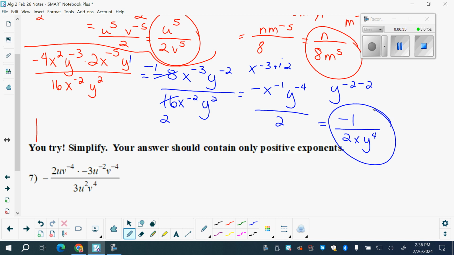So real common mistake that students make is they see this negative and they think, oh, I need to bring it down to the bottom. That is not an exponent, it is a negative number. So it does not need to move down to the bottom. It's only a negative exponent that moves down to the bottom. Go ahead and do the you try.